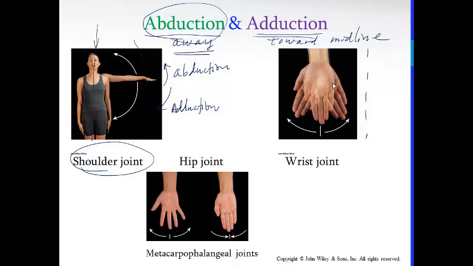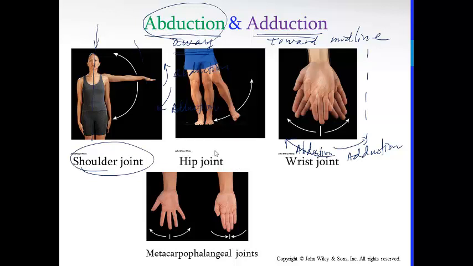Right. So if you're moving away from the midline, here would be abduction. If you're moving towards the midline, this is adduction. Okay. And we have our hip joint in the middle here as well. So hopefully you can see a little bit with our hip joint.